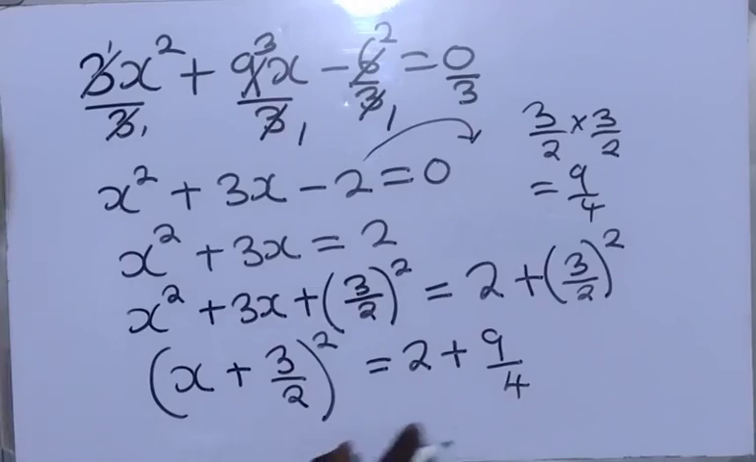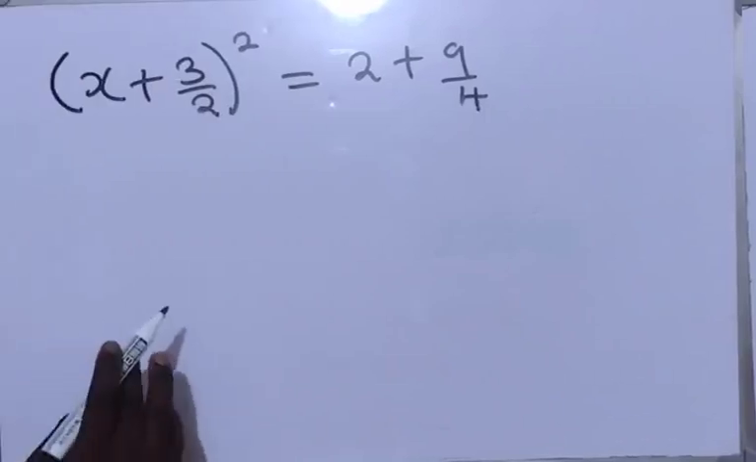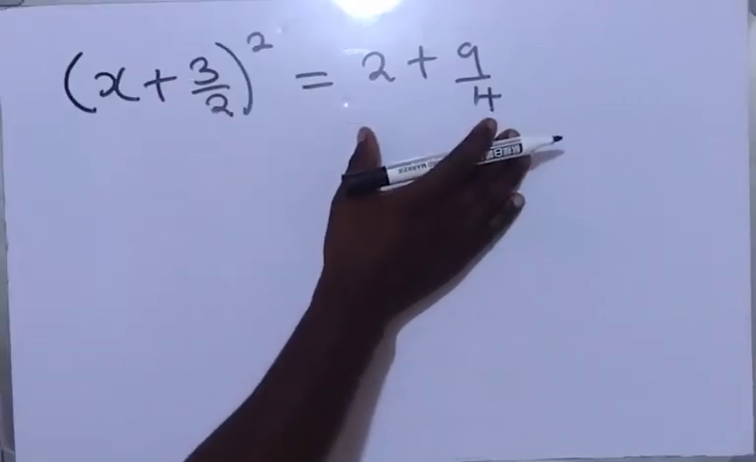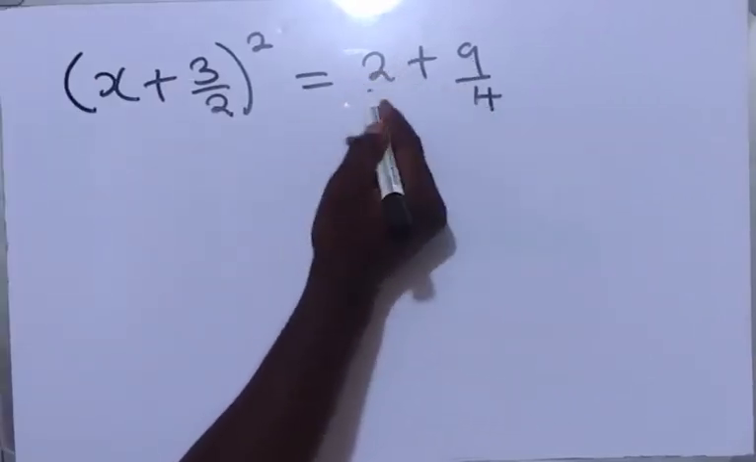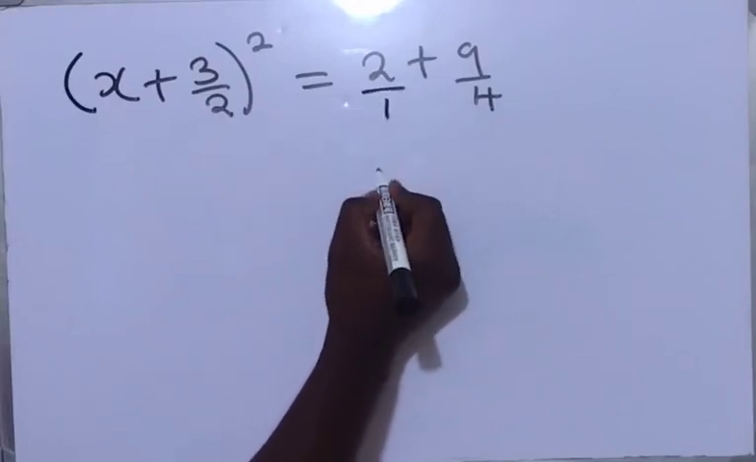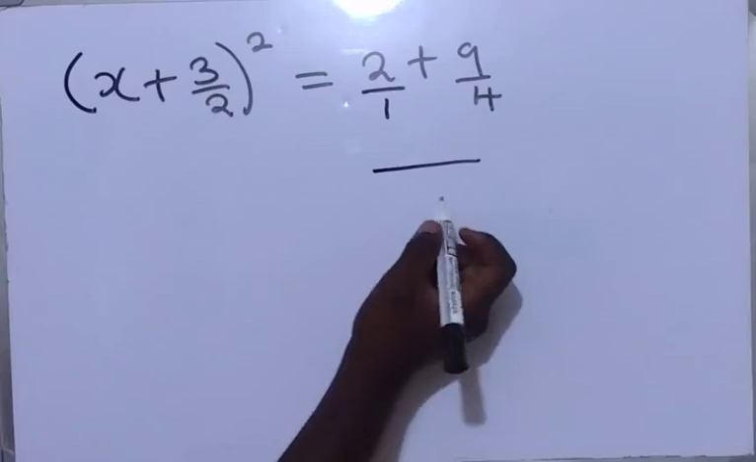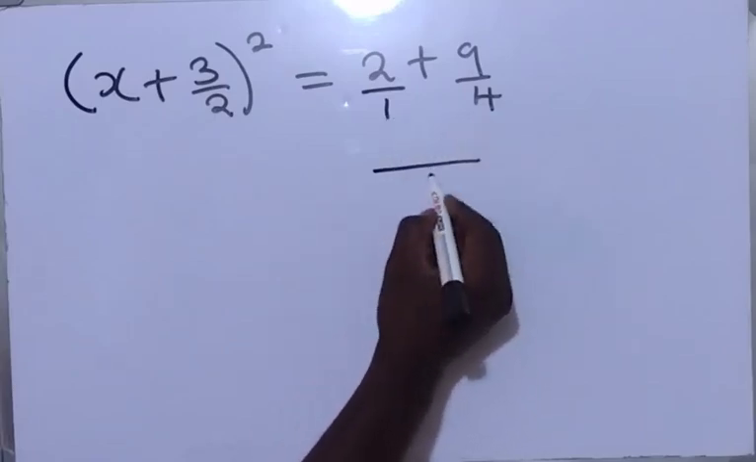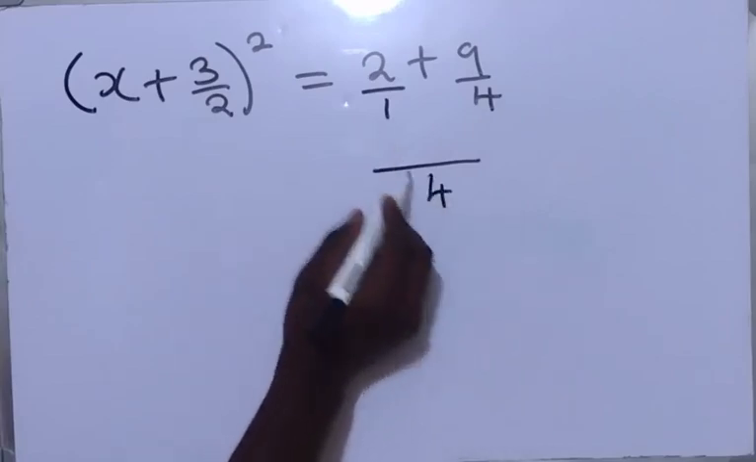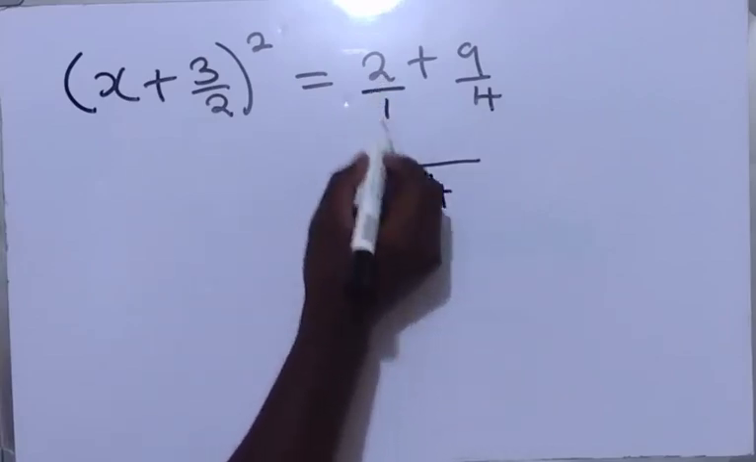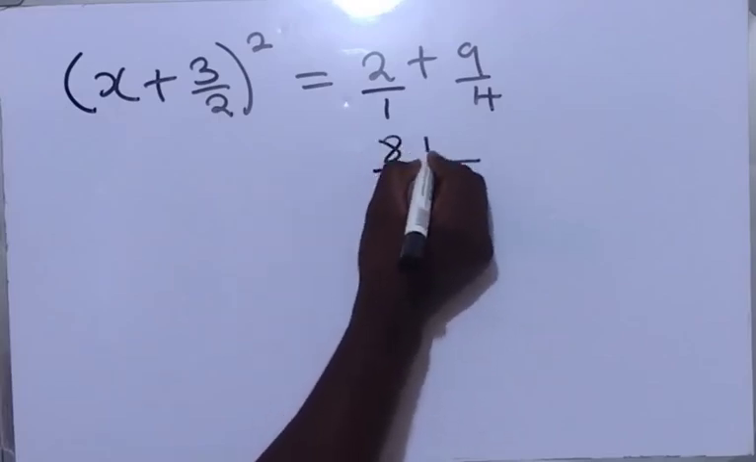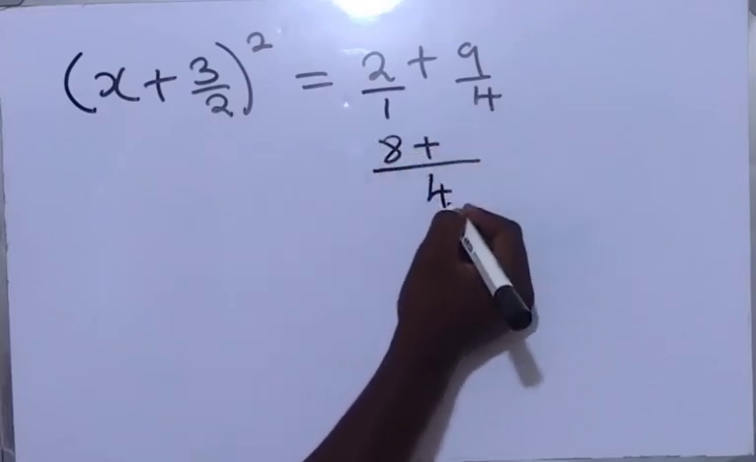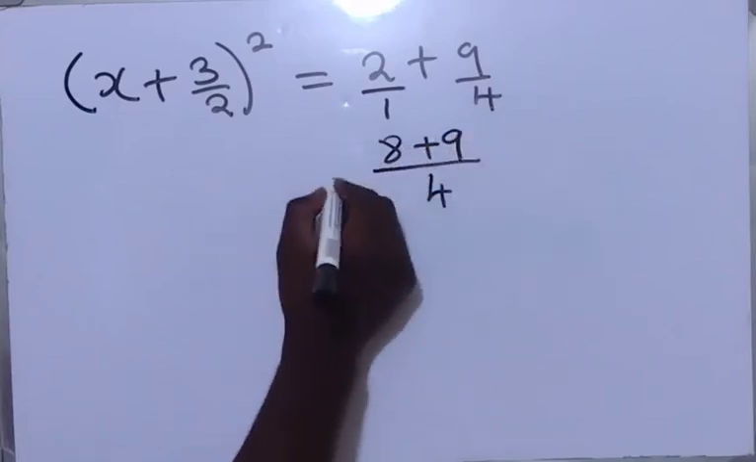So we need to ensure that we simplify on the right-hand side. This is what you are going to do. You can see the right-hand side here. This is a fraction. This is not a fraction. You can divide by 1 so that we make it a single fraction. Then we find the common denominator for 1 and 4, which is 4. So 1 times 4 is 4. 4 times 2 is 8, plus 4 times 1 is 1. 1 times 9 is 9.